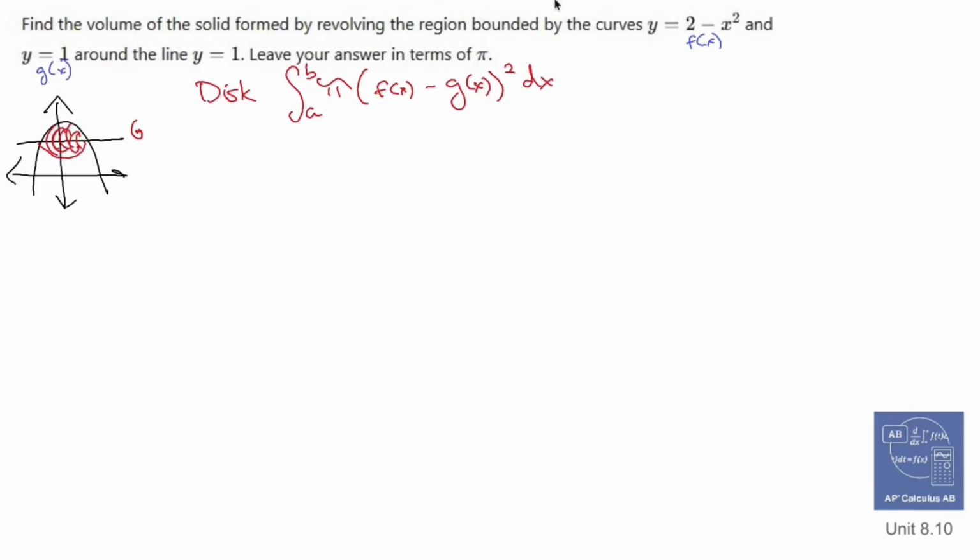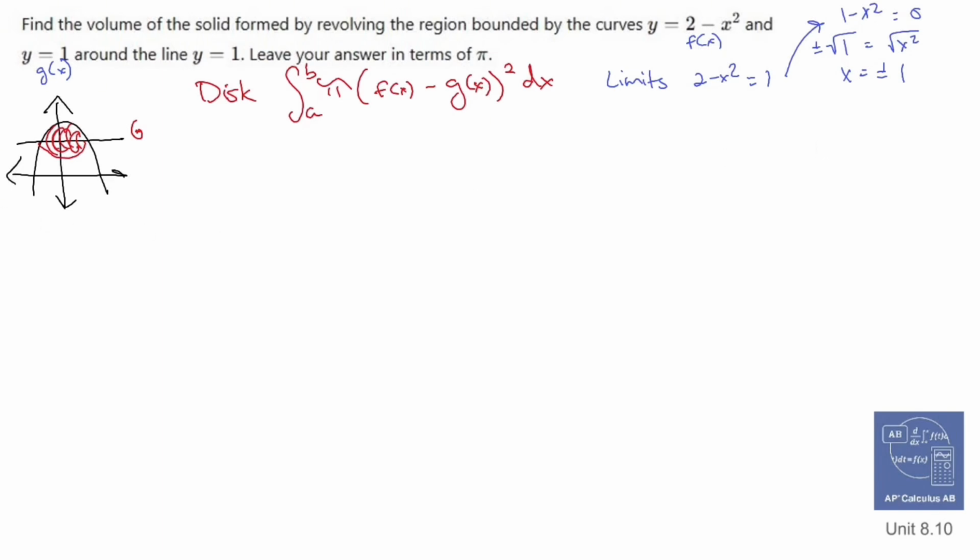Now, before I can even begin this, I have to find my limits of integration. My limits are found by setting 2 minus x squared equal to 1 so I can find where these two lines intersect. So subtract 1 to get 1 minus x squared equals 0. Add x squared so I get 1 equals x squared. Square root everything, not forgetting my positive or negative, and my limits are positive or negative 1.